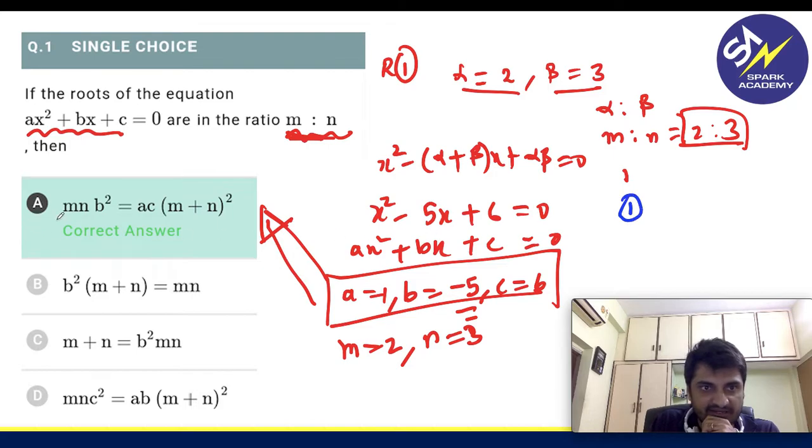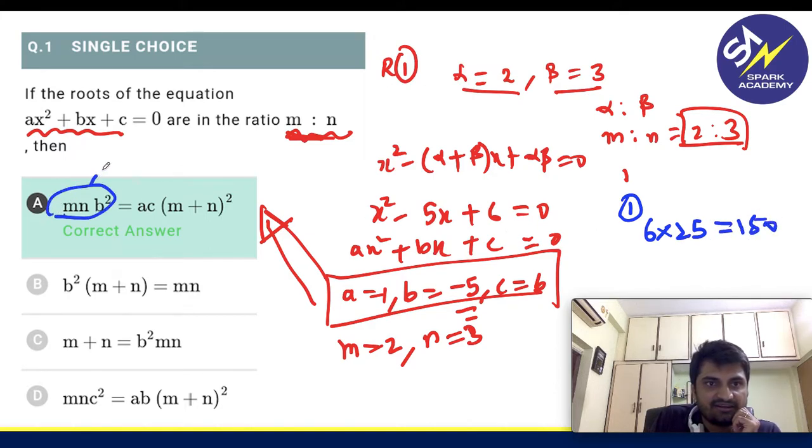M into n into b square. So m into n is 6. B square is 25. So 25 fours are 100, 5s are 125, so 150 you are getting LHS. So LHS value you are getting it as 150.